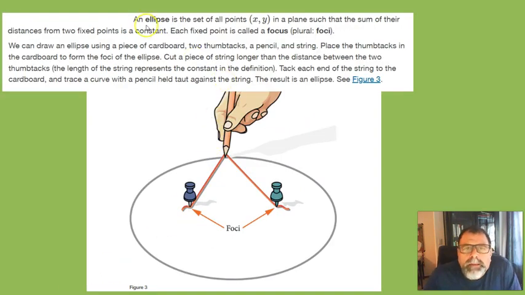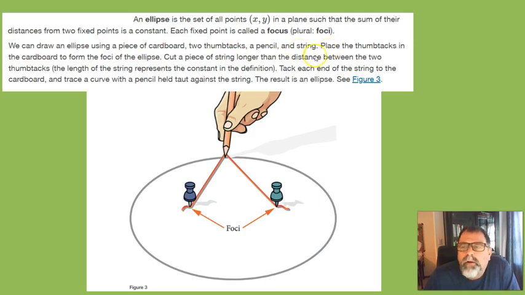Okay, so an ellipse is the set of all points x and y in a plane such that the sum of their distances from two fixed points is a constant. Each fixed point is called a focus, and the plural is foci. We can draw an ellipse using a piece of cardboard, two thumbtacks, a pencil, and a string.